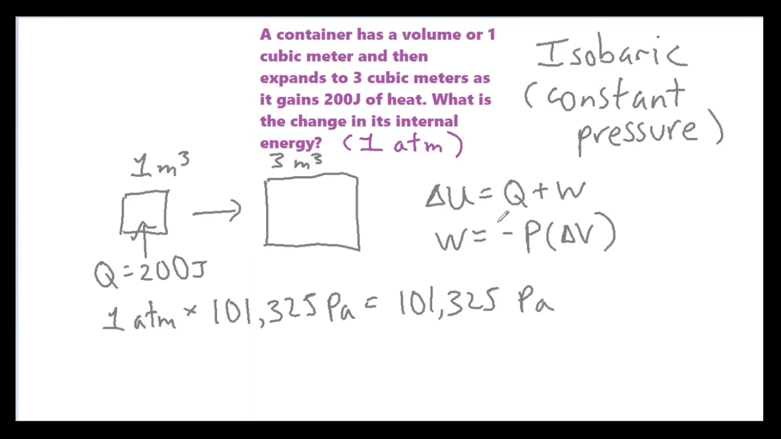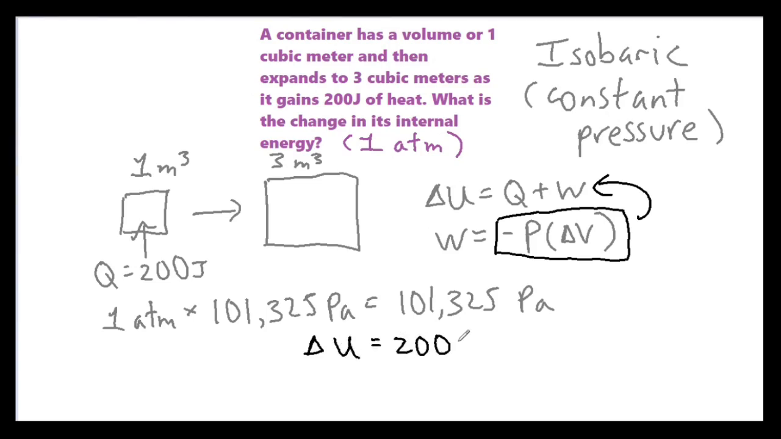Now what we can do is a little bit of a substitution where we take negative P delta V, and then drop that in for the work. And then we can go ahead and find our delta U, our change in internal energy. So we got delta U equals, and then we have our 200 joules of heat that we got earlier in the problem right over here. And then since there's a minus here, I'm going to go ahead and put minus the product of the pressure that we just said is 101,325 pascals times our delta V.